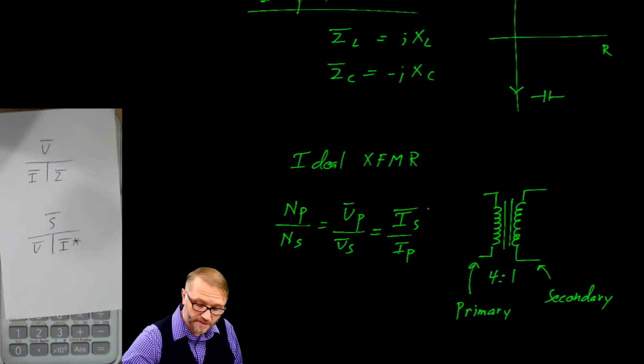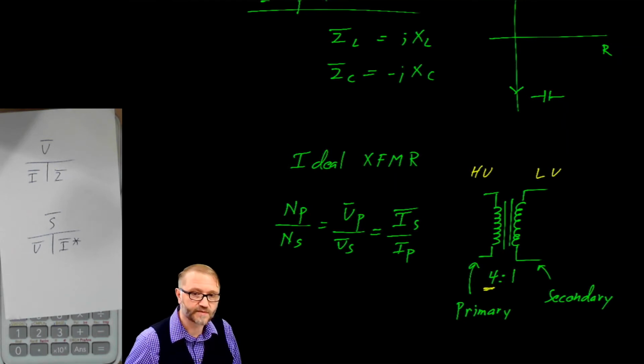So what I do is I typically define a side as the high voltage side and the low voltage side. So here, because there's 4 there, it's 4 to 1. This is the high voltage side, this is the low voltage side. And I know that on the high voltage side, I'll have a high voltage but a low current. On the low voltage side, it's low voltage, high current.